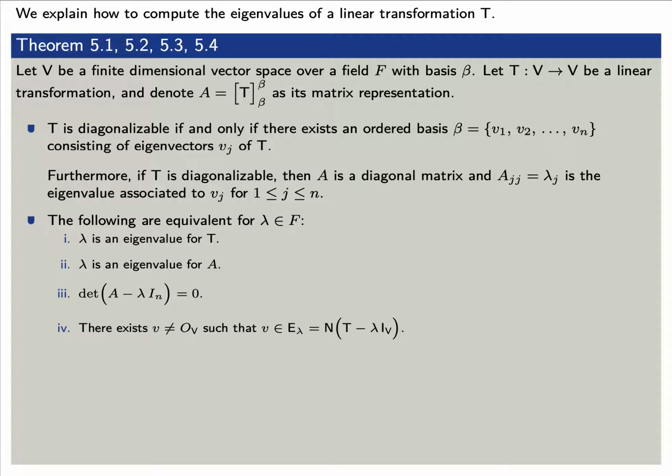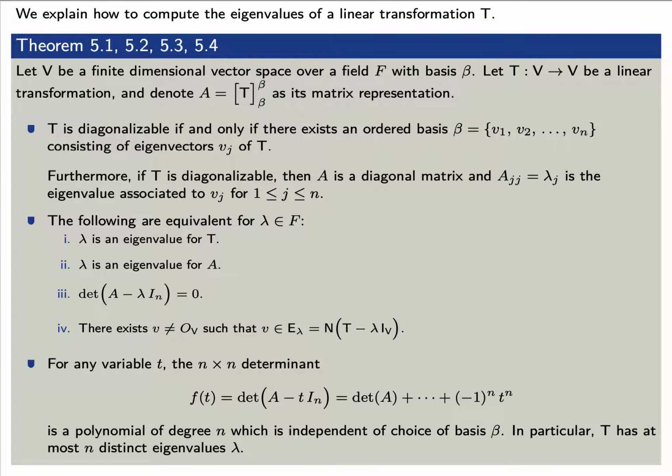Our second statement says that the following four are equivalent for any scalar lambda. Lambda is an eigenvalue for our linear transformation T. Lambda is an eigenvalue for our matrix representation A. The determinant of the n by n matrix A minus lambda I sub n is 0. And finally, there exists a non-zero vector, lowercase v, that lies in the null space of the linear transformation T minus lambda I_V.